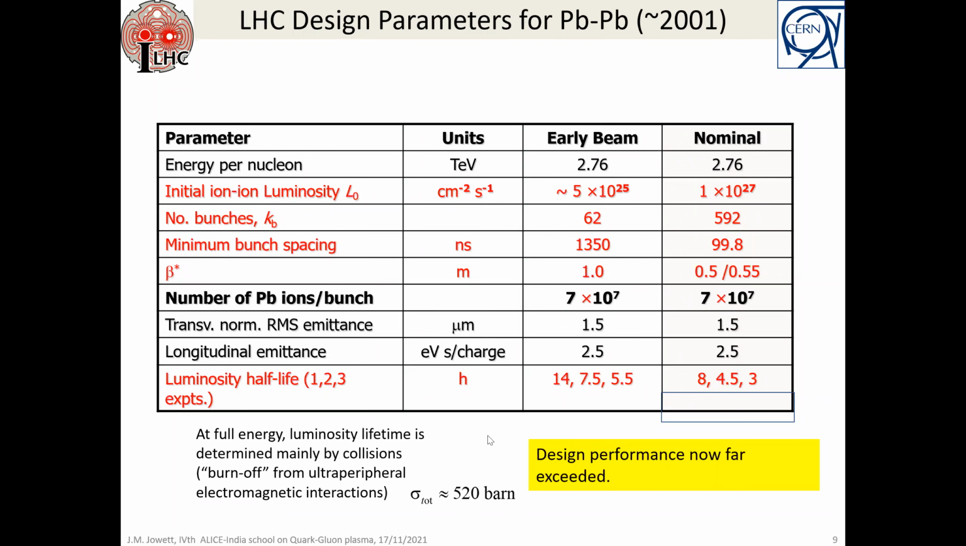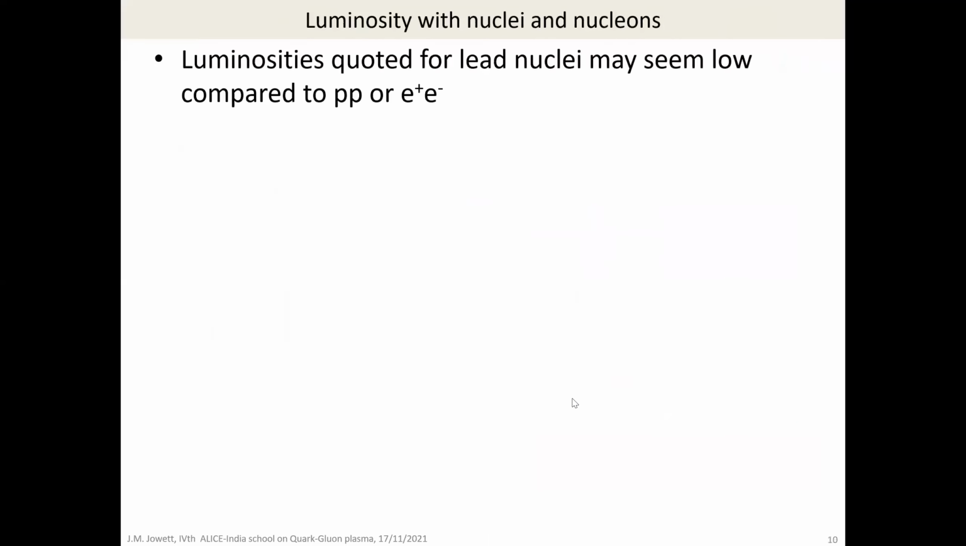The rate of removal of particles from the beam is equal to the luminosity times the total cross section, which is much larger than the hadronic one. I'll come back to this, actually 520 barns. So the beam lifetimes are just a few hours, depending on the luminosity and the bunch intensities. So in high luminosity lead operation, the lifetimes of the beams are quite short, and fills are just a few hours. Luminosity with nuclei and nucleons.